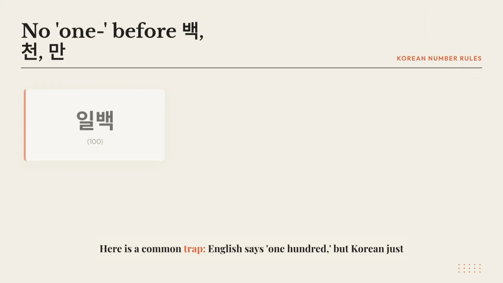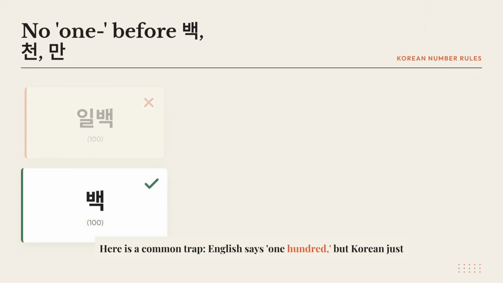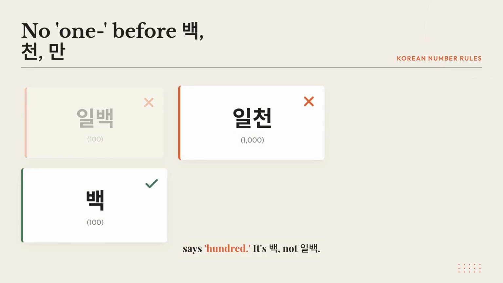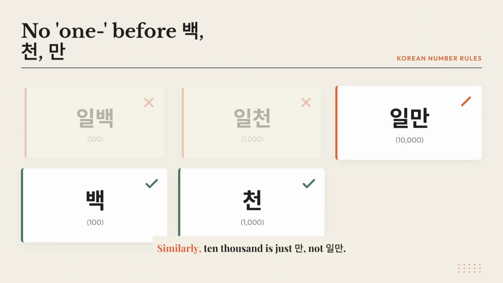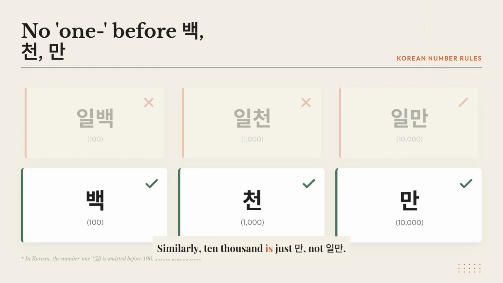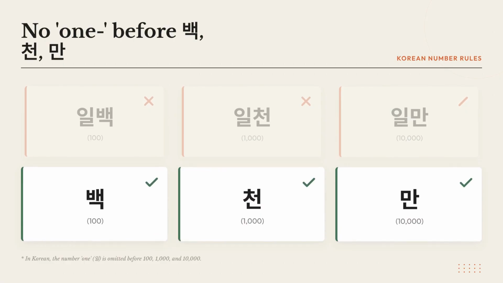Here is a common trap. English says one hundred, but Korean just says hundred. It's 백, not 일백. Similarly, 10,000 is just 만, not 일만. Keep it simple.